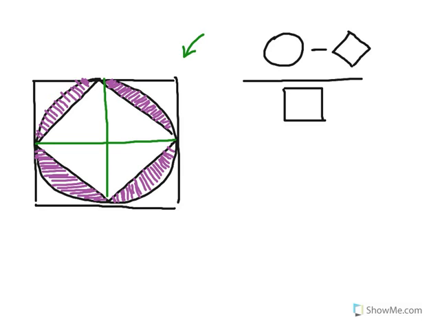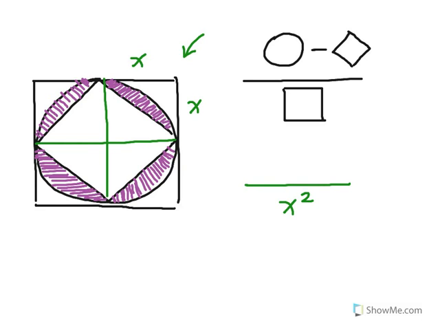So I'm going to call the sides of that top right square x. Okay, so in this case, the big square is going to have an area of x squared. So that's going to be my denominator.